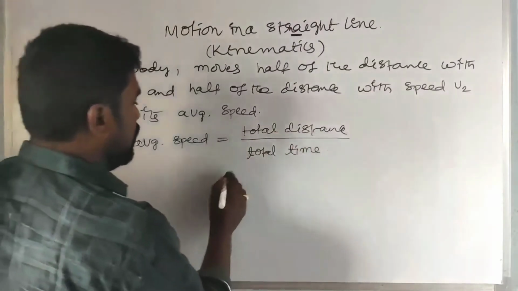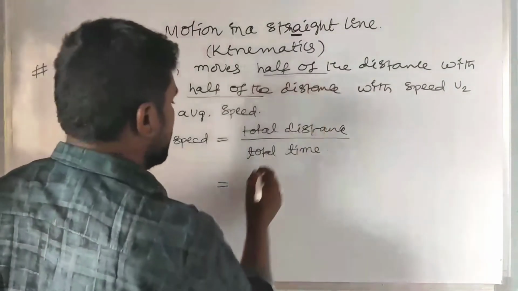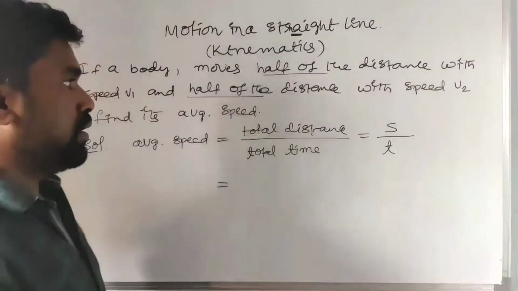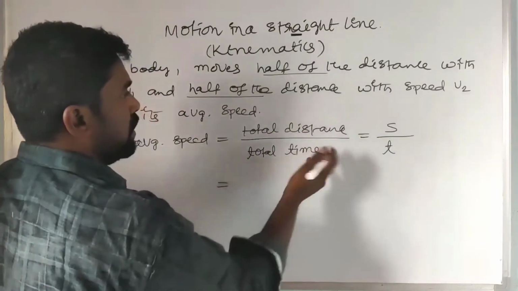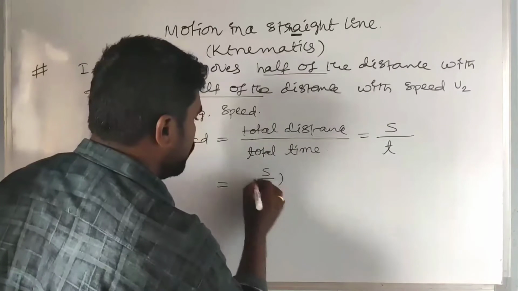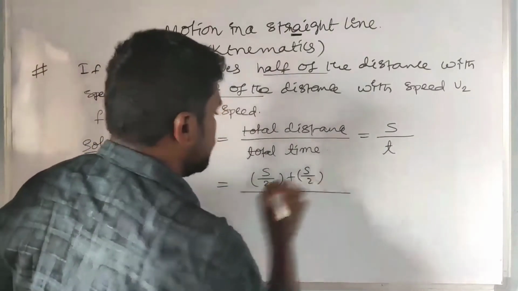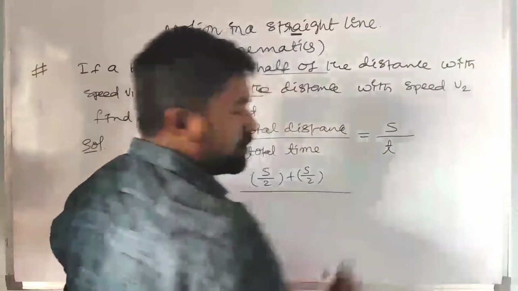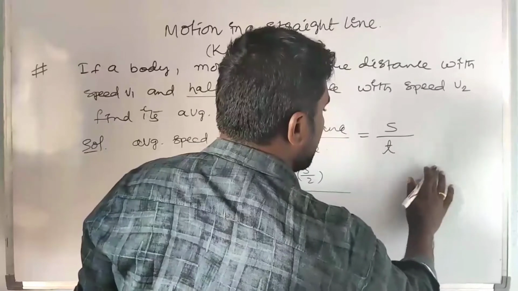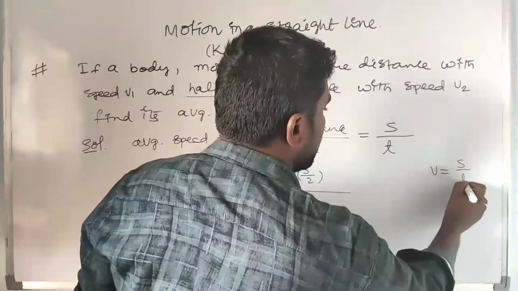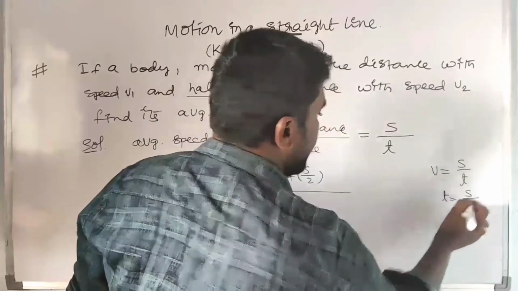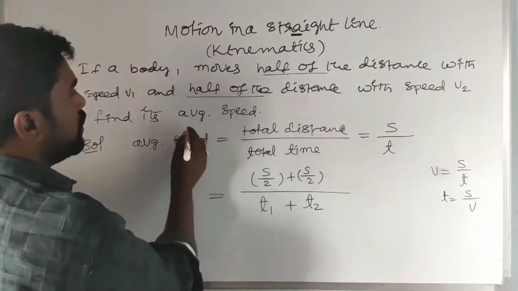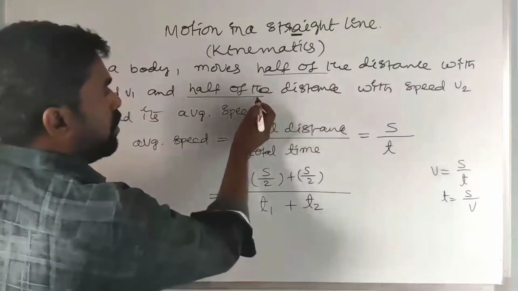So the total distance: how much distance is it? Half of the distance plus half of the distance, that is s by 2 plus s by 2, divided by the total time. You know that speed v is equal to distance by time, so time is equal to distance by speed. Now the total time is t1 plus t2: half of the distance taken in time t1 and the remaining half of the distance taken in time t2.